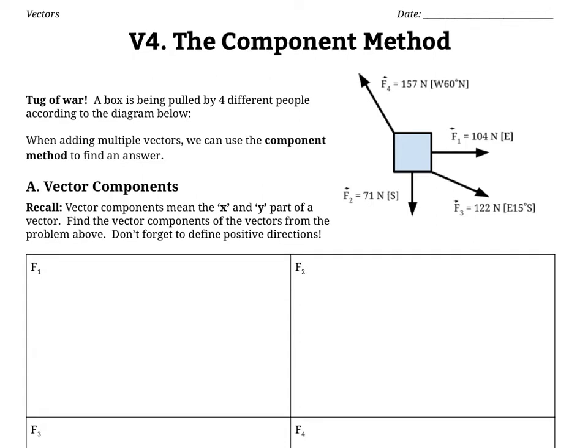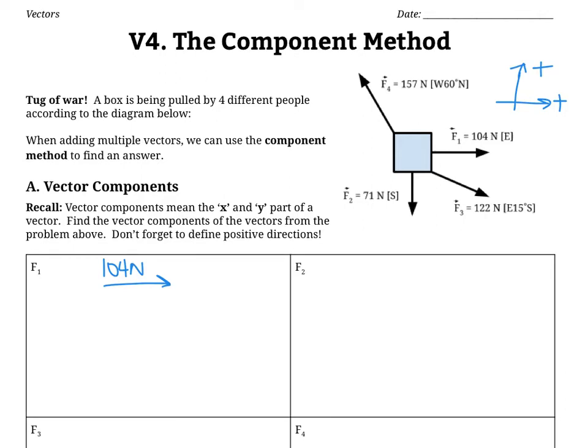Components refer to the x and the y parts of a vector. So if we look at, for example, vector 1, or F1, let's just draw that one like that. It has a magnitude of 104 newtons to the east. Before we do this question, we should define what our positive directions are. So I'm going to say that right is positive in the x direction, and up is positive in the y direction. And that'll just help keep everything organized.